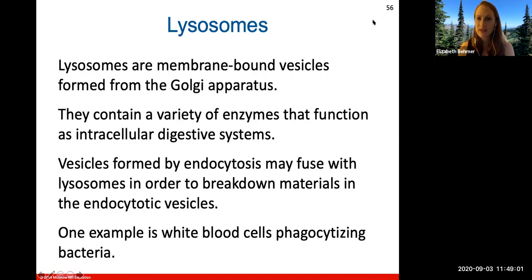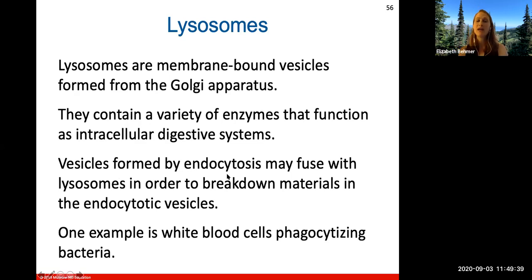Lysosomes are something that the Golgi apparatus creates, and lysosomes contain lots of enzymes that function as intracellular, meaning they will function within the cell, digestive systems. Your lysosomes are like the garbage truck of the cell. They go around the inside of the cell and help to digest all the waste. Lysosomes are formed from your Golgi. They have a lot of enzymes in them that help to break stuff down or digest it, and they will be intracellular, or they'll stay within the cell.